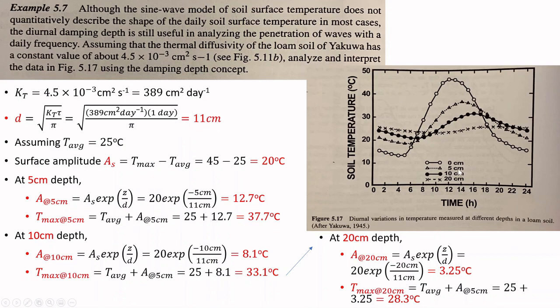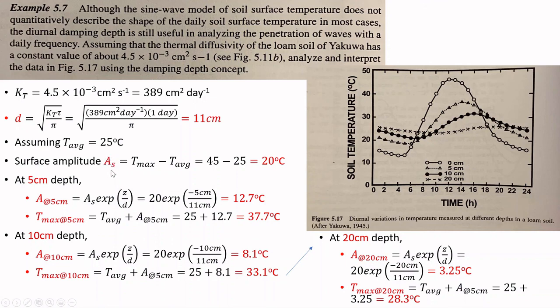All right, so if you look at the temperature variation at the different depths of the soil in figure 5.17, at 20 centimeter depth the temperature varies around 25 degrees Celsius. So the T average is around 25 degrees Celsius. Now we want to find the surface amplitude, AS. S is basically the surface.